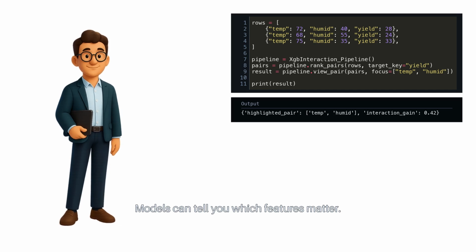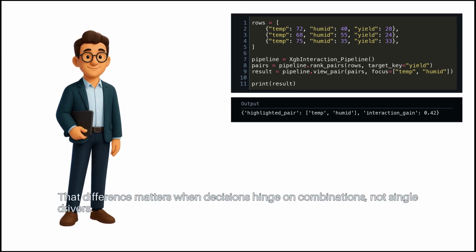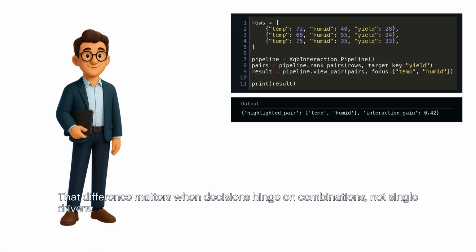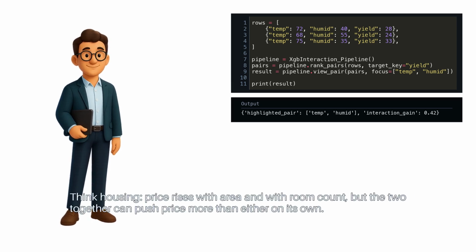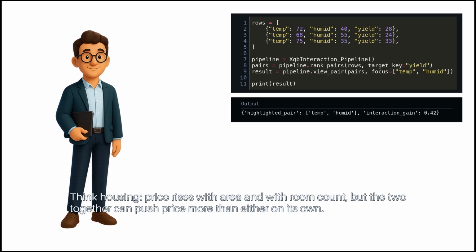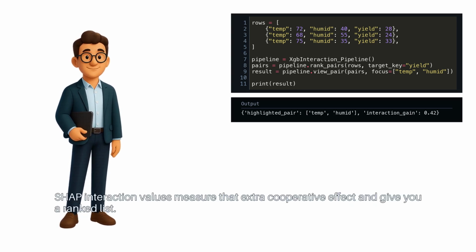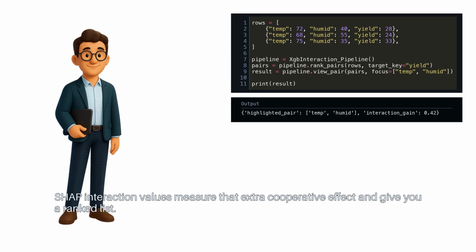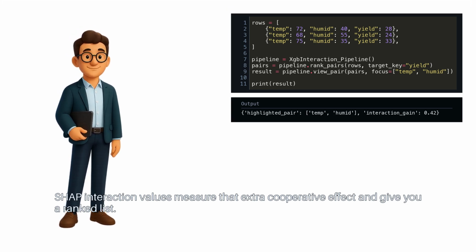Models can tell you which features matter. They rarely tell you which features only matter when paired. That difference matters when decisions hinge on combinations, not single drivers. Think housing. Price rises with area and with room count, but the two together can push price more than either on its own. SHAP interaction values measure that extra cooperative effect and give you a ranked list.